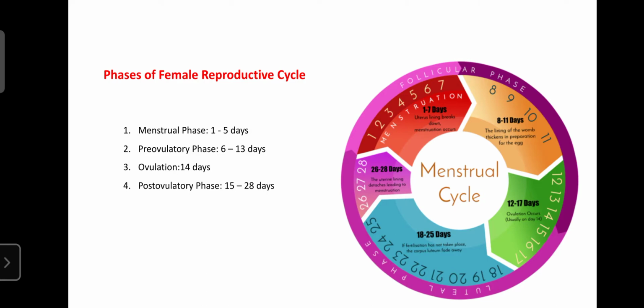The next one is the pre-ovulatory phase. As the name indicates, in this phase the preparation for the favorable environment that ovulation requires occurs, with changes in the fallopian tubes and the uterus. Its duration is 6 to 13 days if the cycle is 28 days. Next is ovulation, which occurs exactly on the 14th day if the cycle is 28 days.